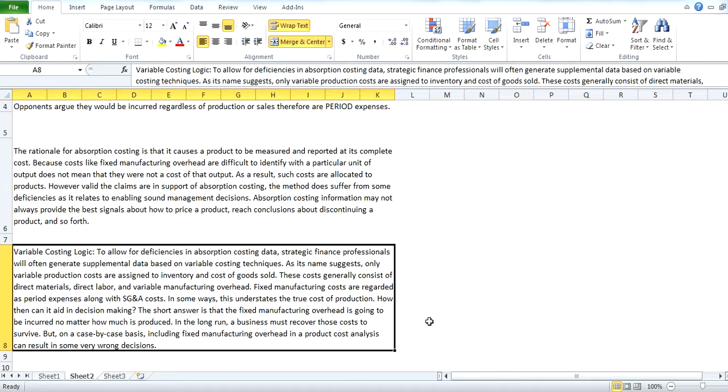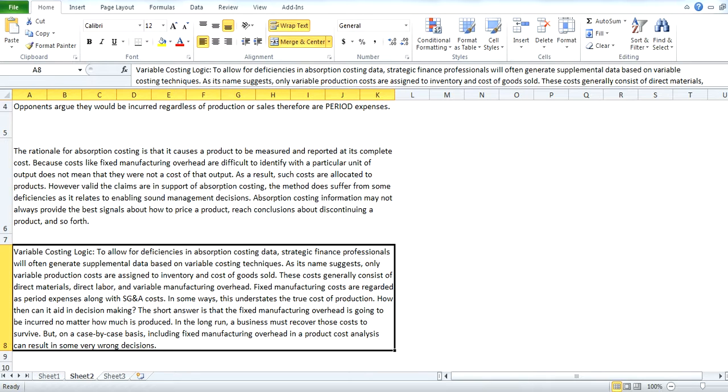How then can it aid in decision making? The short answer is that the fixed manufacturing overhead is going to be incurred no matter how much is produced. In the long run, a business must recover these costs to survive, but only on a case-by-case basis. Including fixed manufacturing overhead in a product cost analysis can result in some very wrong decisions.